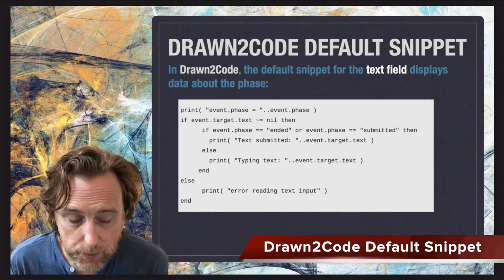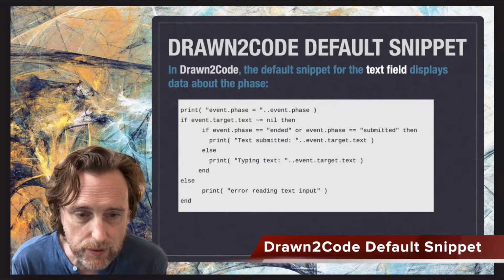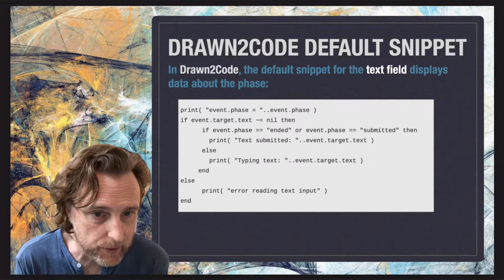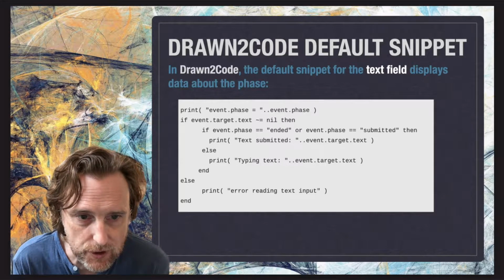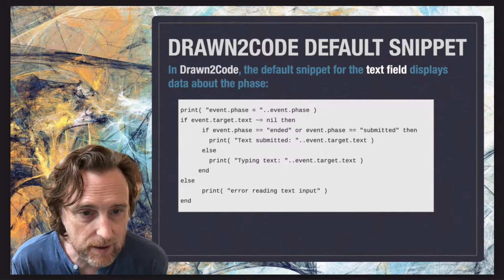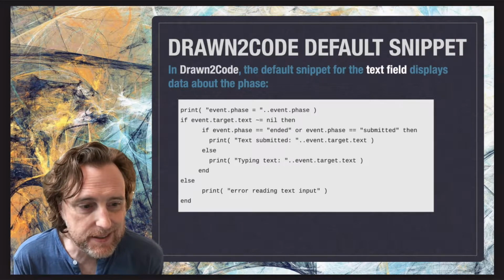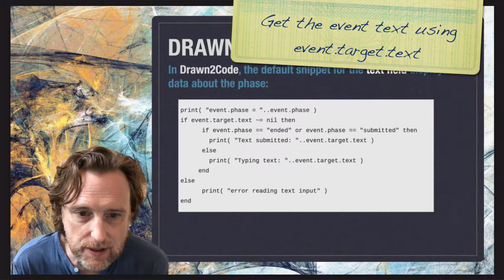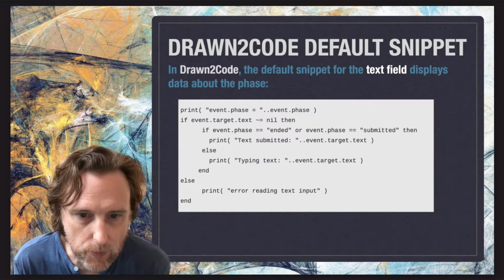This is very close. We'll do it in just a second, but this is going to be very close to the actual snippet in Drawn to Code that you'll get as the default snippet. And again, you can delete the default snippet or comment it out and just use it as a reference, but it's a good reference to show you how to parse out what phase you're in. The phase is event.phase, and then also how to get the text out of the text field. So the text in the text field is event.target.text. And that's if you want to pull it out live or when it's submitted.